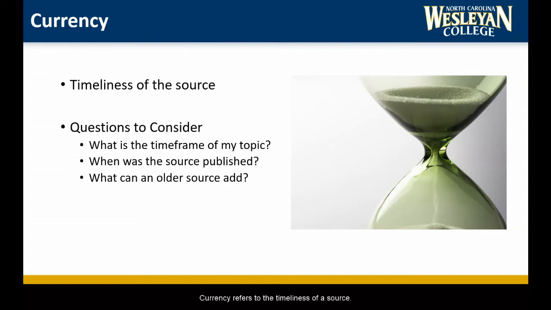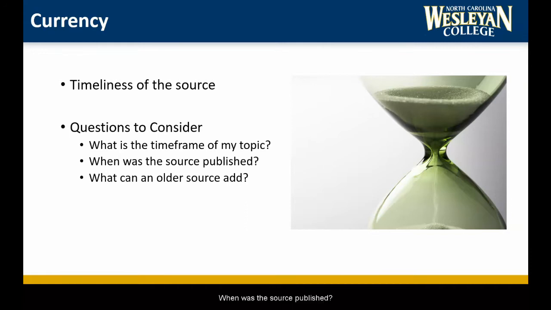Currency refers to the timeliness of a source. Some questions to consider are, what is the time frame of my topic? The types of sources you are able to find may depend on whether your topic is recent, that is covering events of the last week, month, or year, ongoing, covering events that took place in the past and continue into the present, or old, covering events from the past that are considered settled.